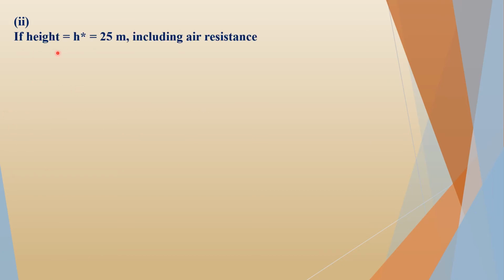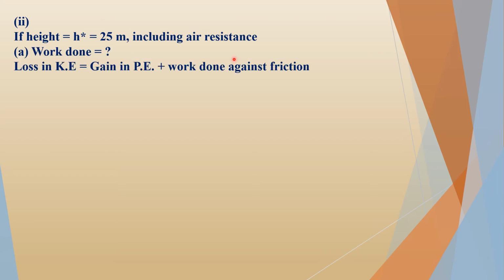If height is equal to 25 meters including air resistance, then we need to calculate work done. So loss in kinetic energy is equal to gain in potential energy plus work done against friction. From this formula we can calculate the work done when we include air resistance.